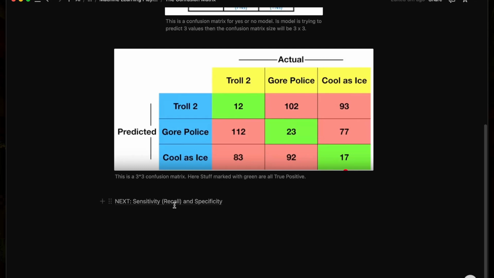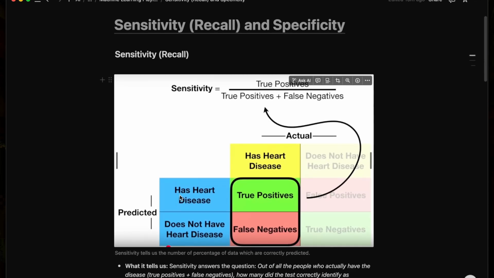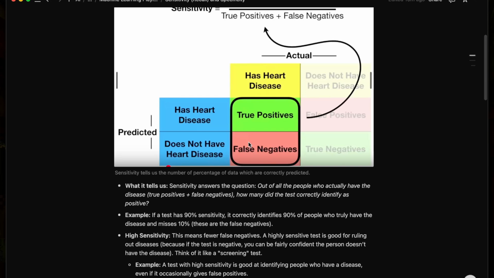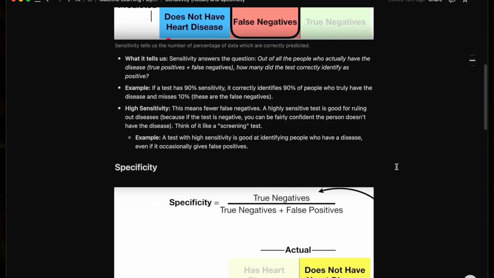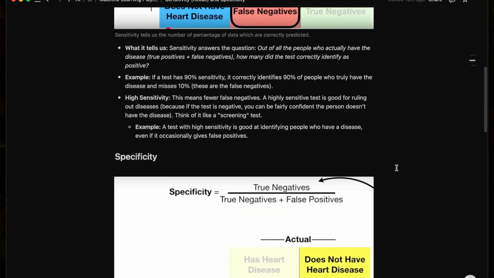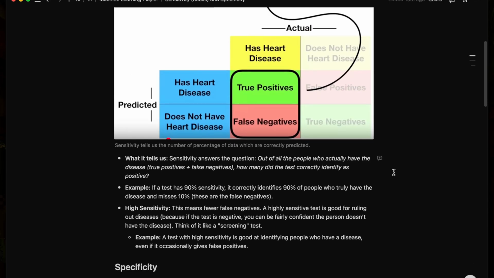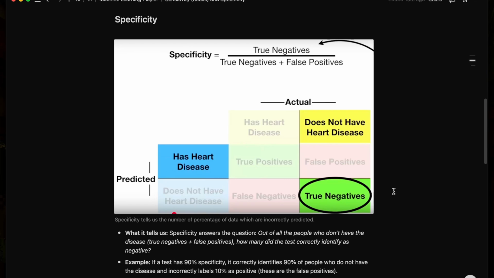Next we will see sensitivity and specificity. Sensitivity is true positive divided by true positive plus false negative. Sensitivity tells us how much of the data is correctly identified, and specificity tells us how much of the negative data is correctly identified. Based on the use case and scenario, we can decide whether to consider sensitivity or specificity, and which should be higher or whether they should be equal. So that is about sensitivity and specificity.